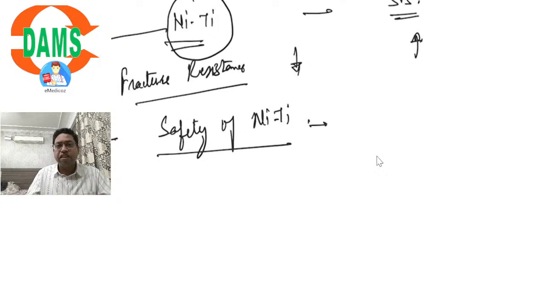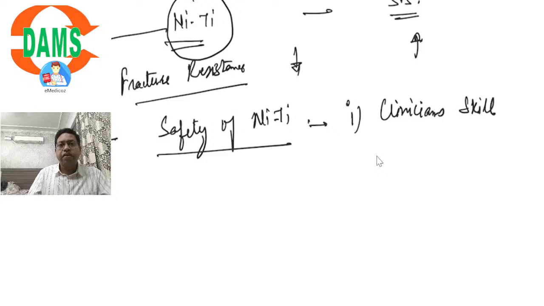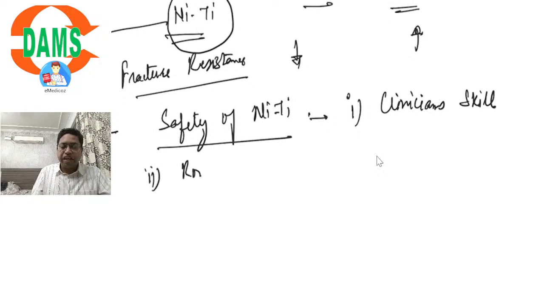So, for safety of nickel titanium instruments inside the root canals, to prevent or minimize the separation of these instruments, there are certain things we have to remember. The most important factor is the clinician's skill. A person using a rotary nickel titanium instrument should be well versed with endodontic skill. Secondly, is the root canal anatomy. Definitely, the more tortuous the canal, the more chances of separation of the root canal instrument.